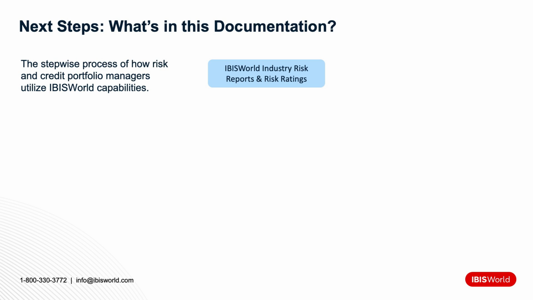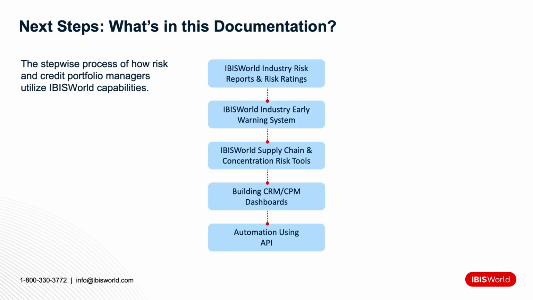It's basically a stepwise process with the support of senior IBISWorld staff. After incorporating key information from our industry risk reports and risk ratings into their workflows, clients continue down a sequential path at their own pace. There are basically 4 steps in this sequence. First, clients download and integrate the data from our industry early warning system into their systems. In turn, many employ the structure and data found in IBISWorld's supply chain and concentration risk tools.